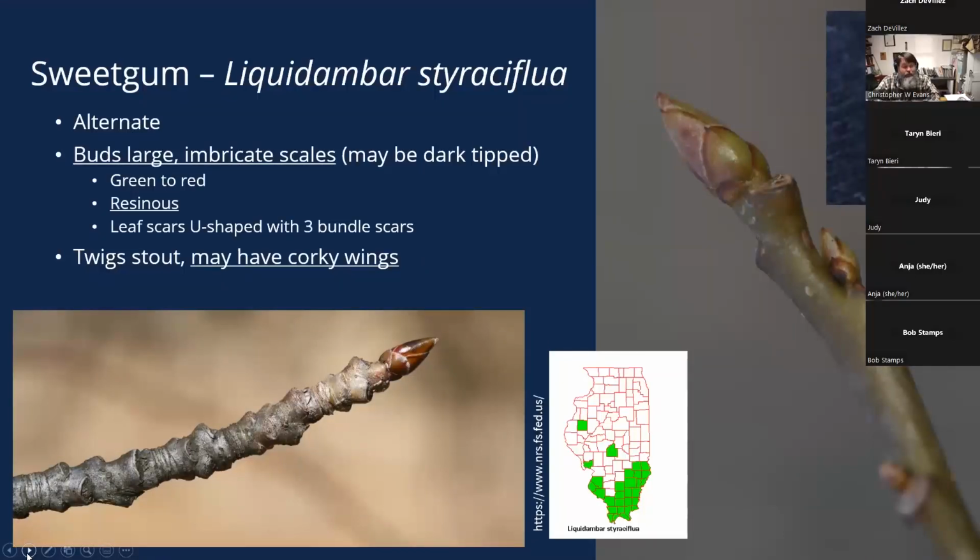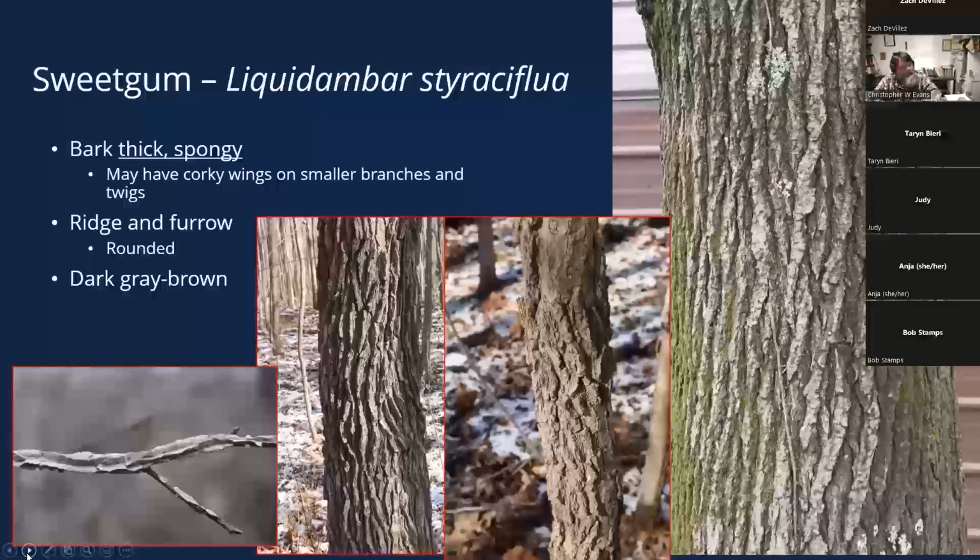Twigs are usually pretty stout, and on younger sweet gum trees, they're often very corky. They have these big corky wings that occur on them, and on older trees you often don't see that, but on younger trees it's usually very noticeable, with really big corky wings. You can see that on the bottom left there. That's a sweet gum twig or branch, and you can see how corky it is. It almost looks like a wing.